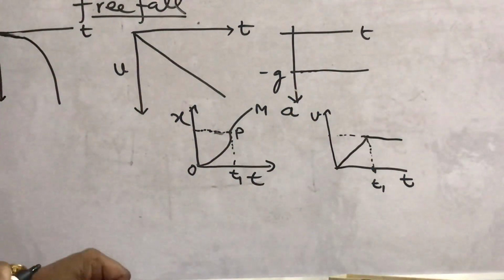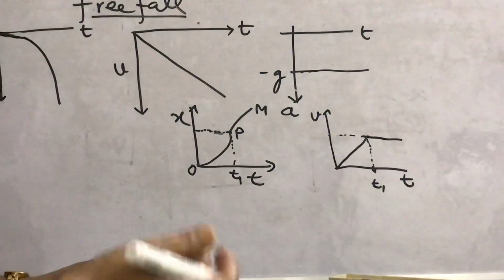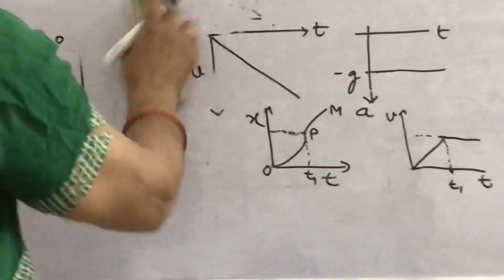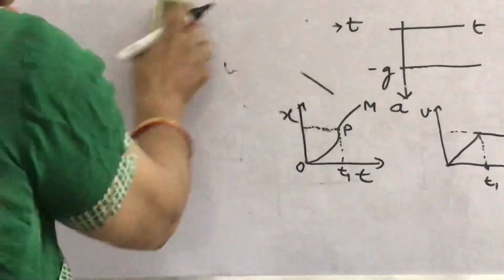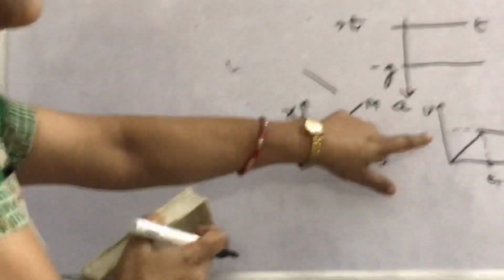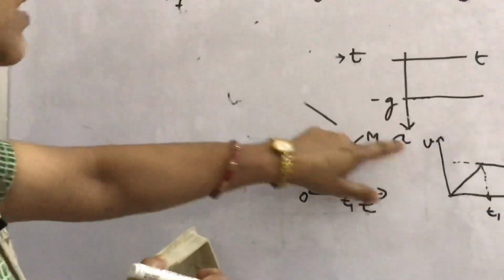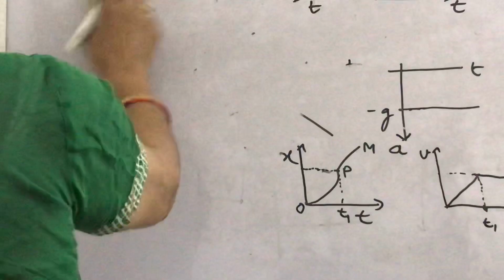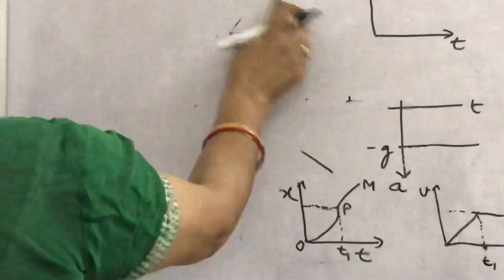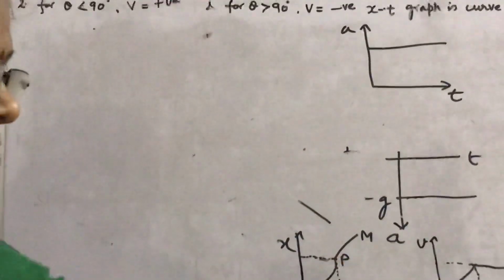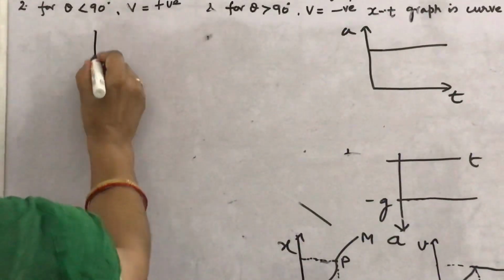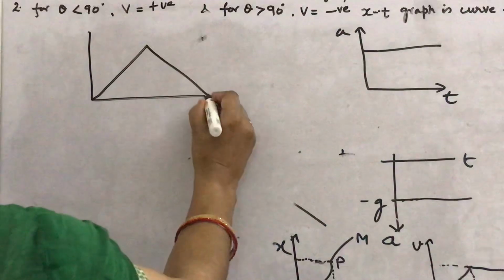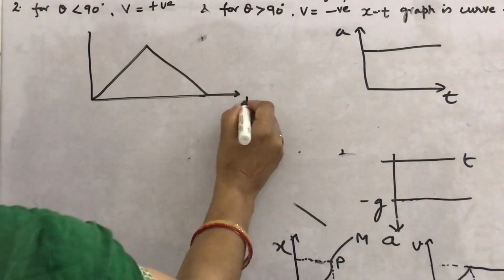There are so many questions. Suppose the velocity time graph is given. I am reversing the case. Here the position time graph was given and the velocity time graph was to be drawn. Now look, the velocity time graph is given and you have to draw the position time graph. Suppose the velocity varies with time like this. This is the velocity time graph. This is t.